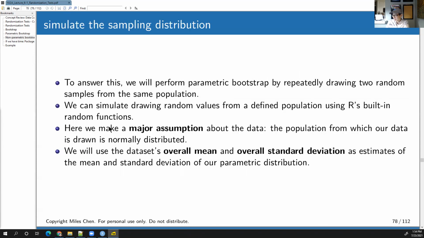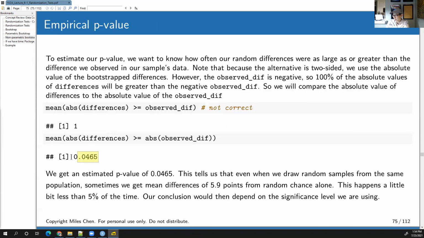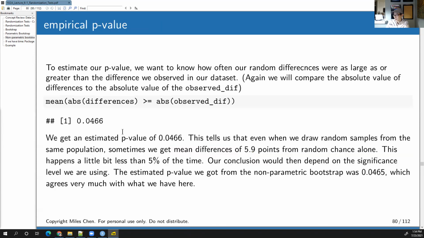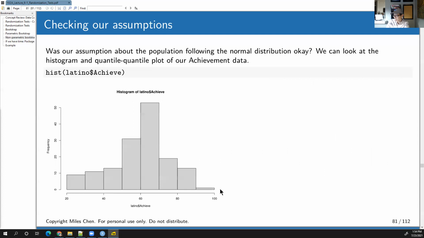So almost the exact same value as back here, right? We got 0.0465 there and here we get 0.0466. Again, this is just the result of random chance. So consistently, we're getting pretty much the same p-value, just under 5%. And what conclusion we make from there is going to depend on what significance level we're using.